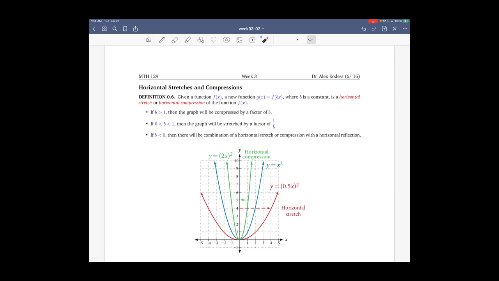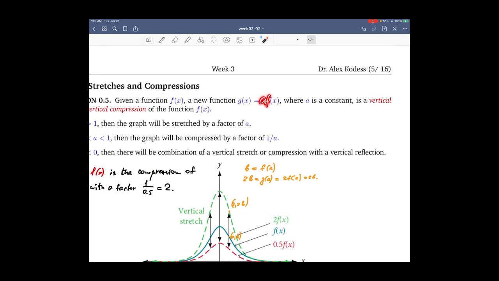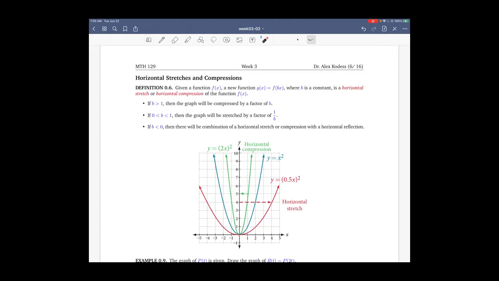This time we again start with function f and consider functions of the form f of b times x. Note the difference between this and what we just did before. Before, when we looked at vertical stretches and compressions, we multiplied f by a. Now we're multiplying x by a constant inside f. As we will see in a minute, this affects the graph of f in a very clear way.